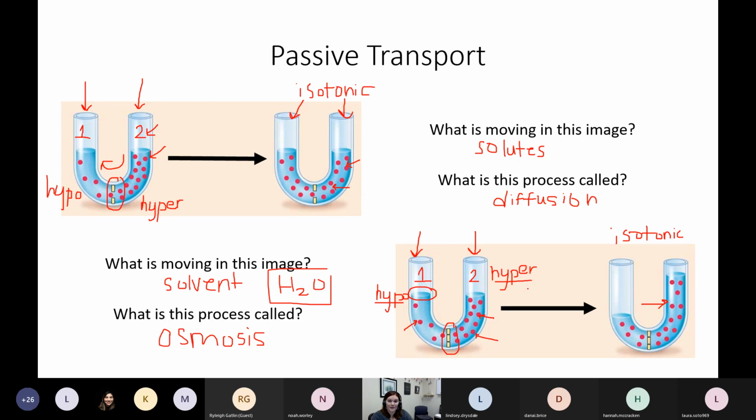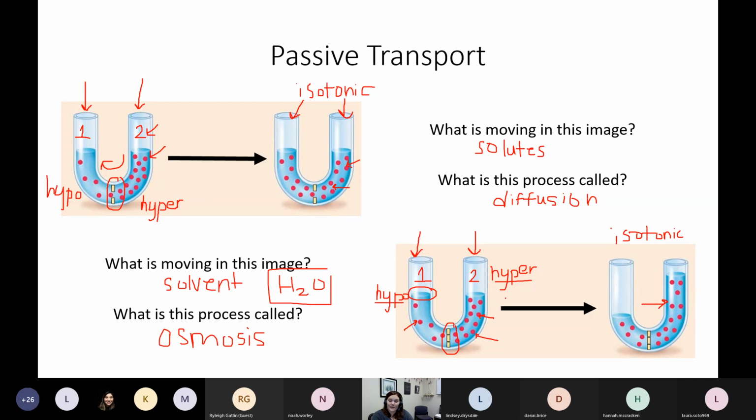I want to pause for a moment and give us a chance to process, to ask any questions that we have. Let me check out my chat. Yeah, so Osmita asked a very important question. In the process of osmosis, do our solutes also move? Do the red dots move? And the answer to that question is no. The only thing that moves in osmosis is water, or in our technical chemistry words, the solvent.